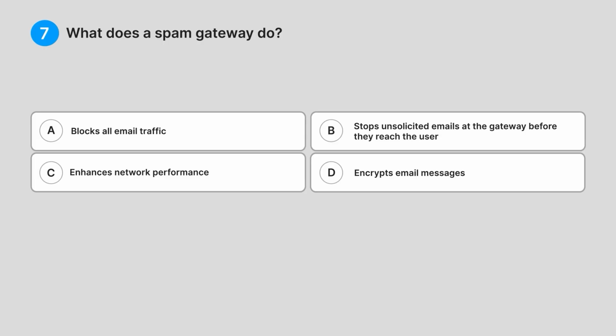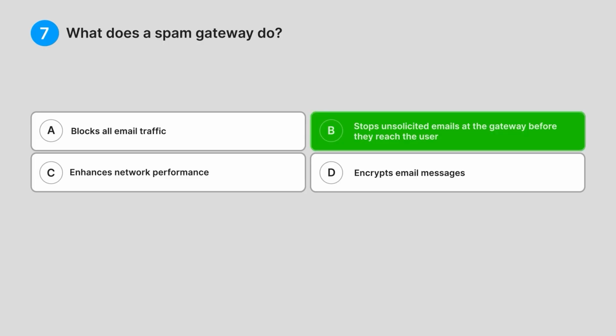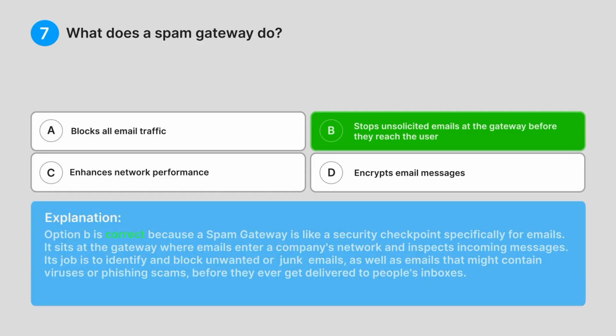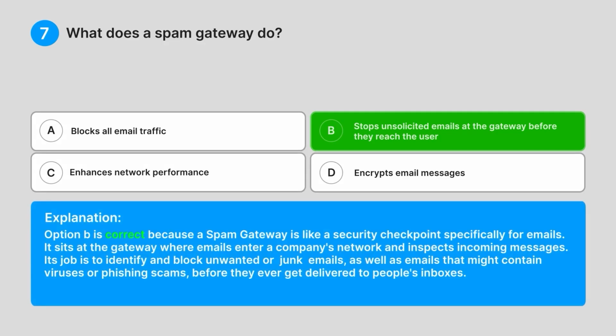Correct answer, B. Stops unsolicited emails at the gateway before they reach the user. Explanation. Option B is correct because a spam gateway is like a security checkpoint specifically for emails. It sits at the gateway where emails enter a company's network and inspects incoming messages. Its job is to identify and block unwanted or junk emails, as well as emails that might contain viruses or phishing scams before they ever get delivered to people's inboxes.